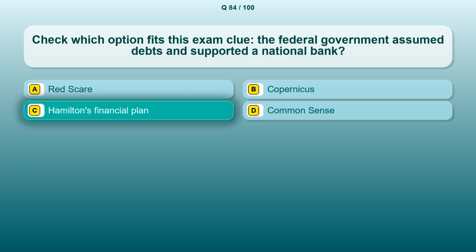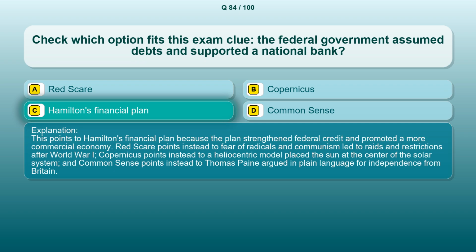The correct answer is option C, Hamilton's financial plan. This points to Hamilton's financial plan because the plan strengthened federal credit and promoted a more commercial economy. Red Scare points instead to fear of radicals and communism led to raids and restrictions after World War I. Copernicus points instead to a heliocentric model placed the sun at the center of the solar system, and Common Sense points instead to Thomas Paine argued in plain language for independence from Britain.